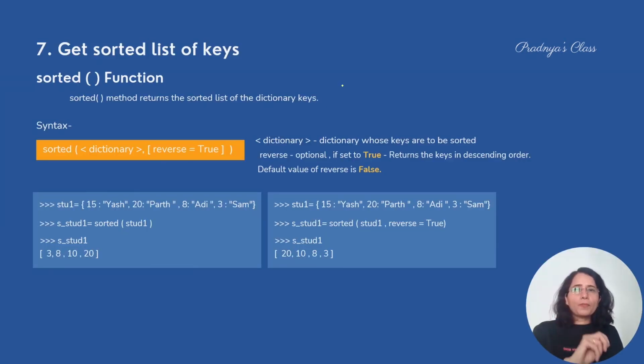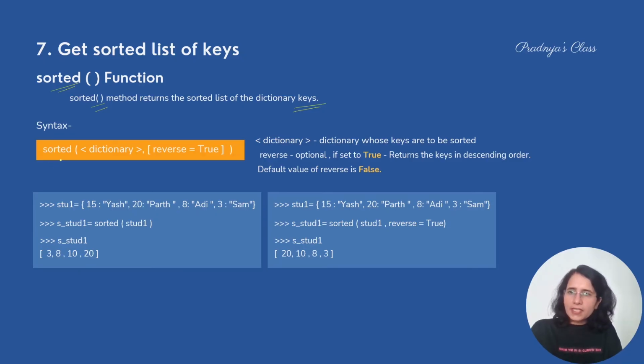One of the main operations on any data structure is sorting. Sorting means arranging the elements in order. By default, it will arrange in ascending order. So in case of a dictionary, we can use the sorted function. The sorted function sorts the keys of the dictionary.